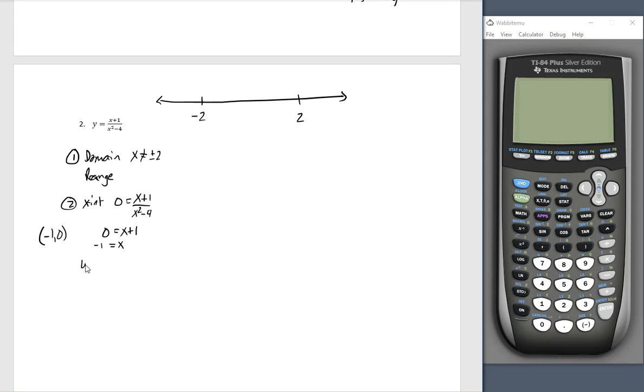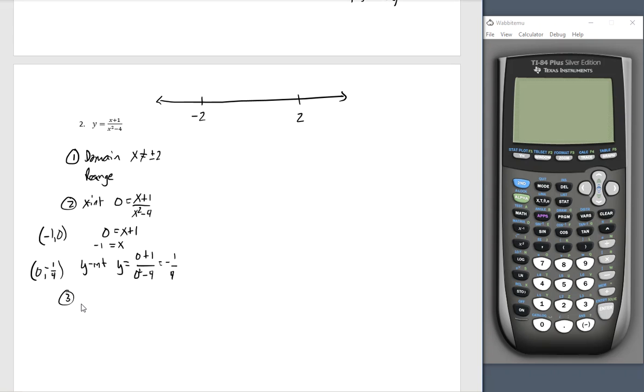Let's find the y-intercept. The y-intercept has an x value of 0. So 0 plus 1 over 0 squared minus 4. That's a -1/4. So we have 0, -1/4. At least we have 2 different points now, for we have 2 different intercepts. That's good. We can also find the asymptotes.